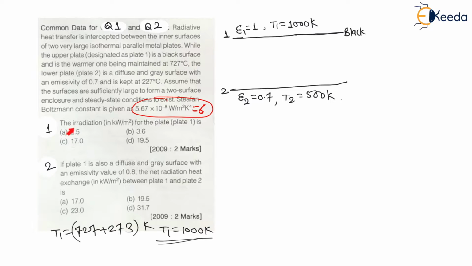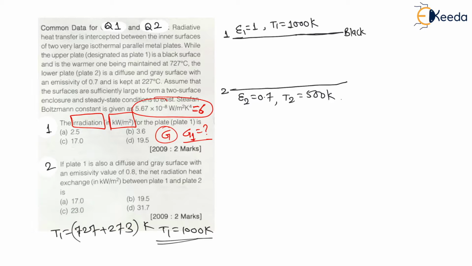Now the very first question is: the irradiation in kilowatt per meter square for the plate 1 is. Irradiation is represented by G, and it is nothing but the total radiation energy incident on that particular surface. Therefore the question is to find G1, the irradiation of plate 1, in kilowatt per meter square. Now let us understand this configuration, a very interesting question. After understanding this question we will go for the second question.